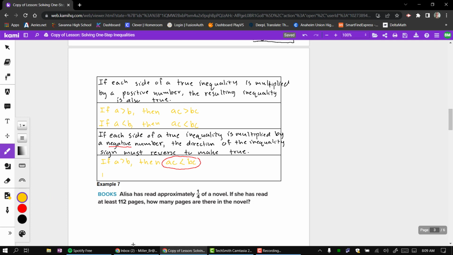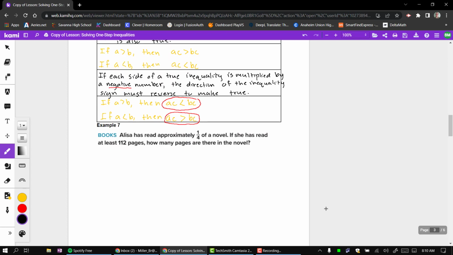And then if A is less than B, then if we multiply by a negative C, AC is going to be greater than BC. We have to change the direction of the inequality sign. That's why I'm circling these, to draw your attention to it, because this is different. This is one of the big changes with inequalities. All right, let's try an example.